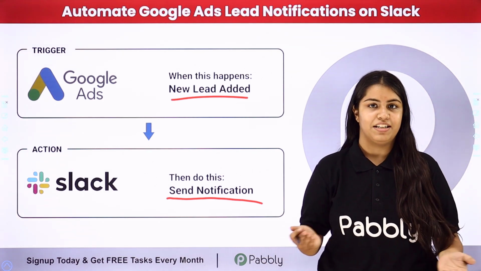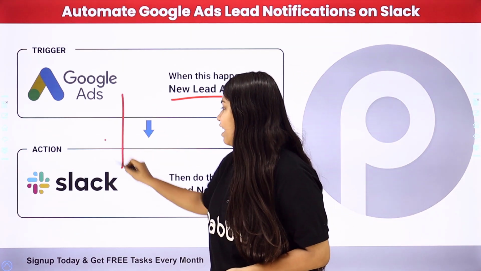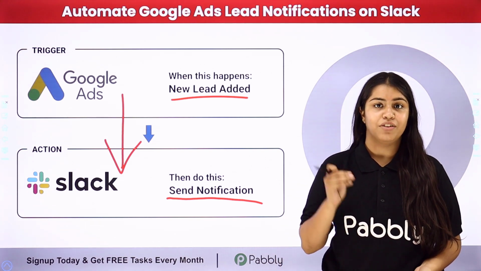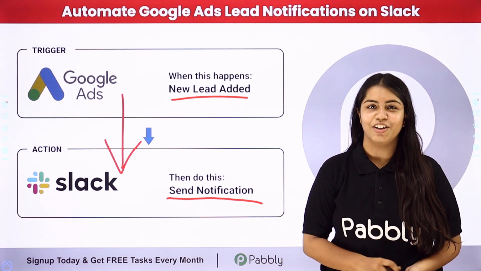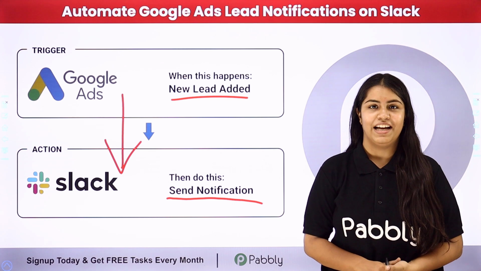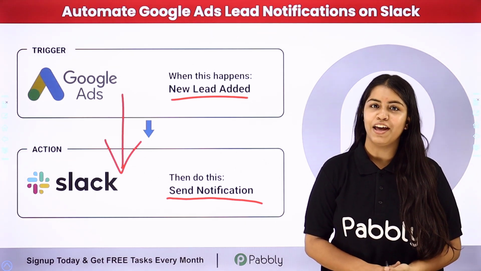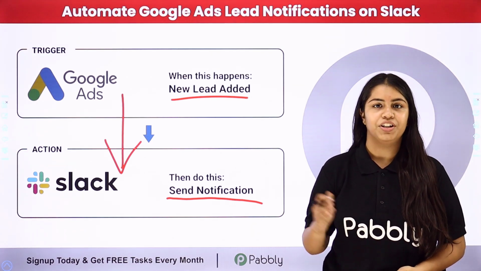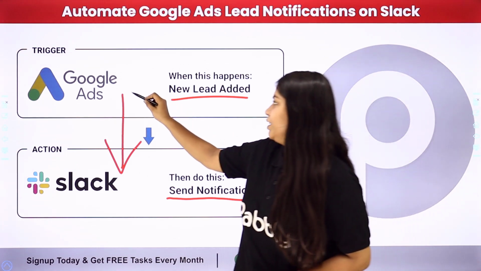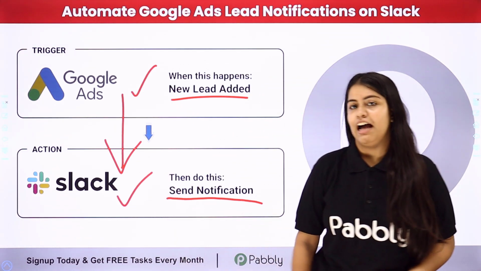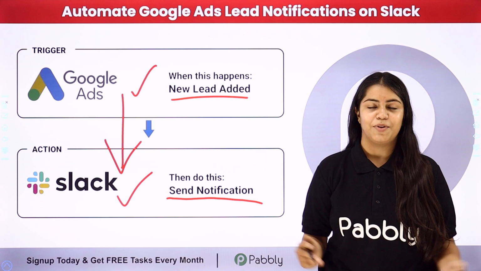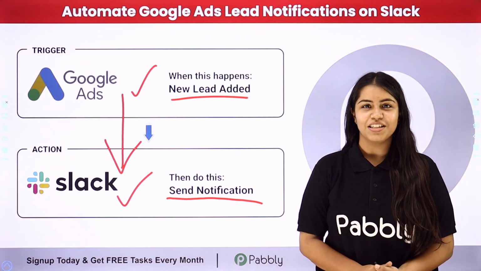For this, we are going to create a connection between Google Ads and Slack. To create this connection without knowing any programming or coding language, we are going to use Pabbly Connect. It is an amazing automation software. So in Pabbly, we have the concept of trigger and action. For trigger, we are going to use Google Ads, and for action, we are using Slack. So if you also wish to learn this process step by step, follow me through the screen.